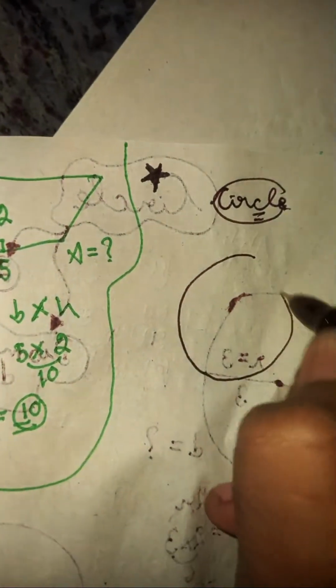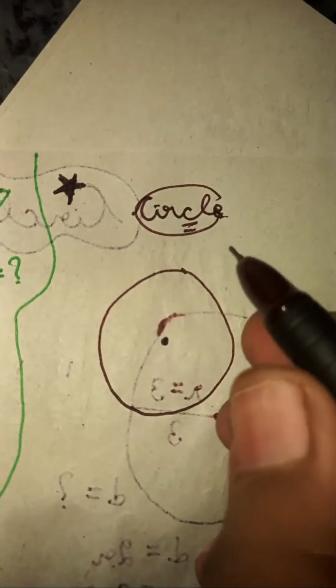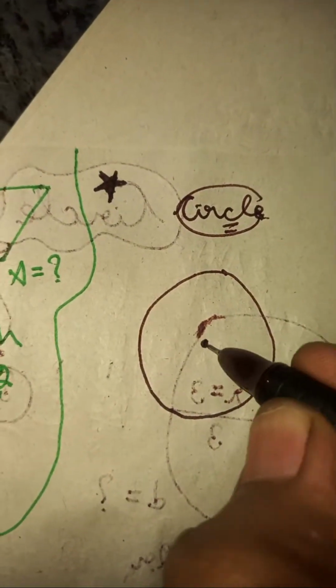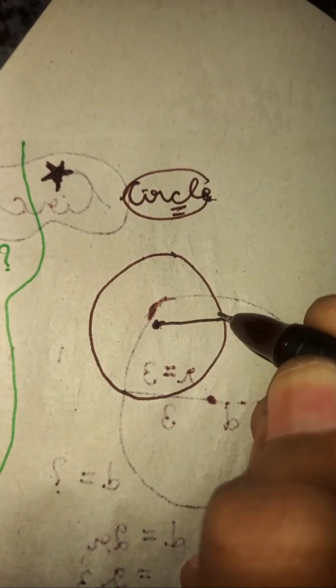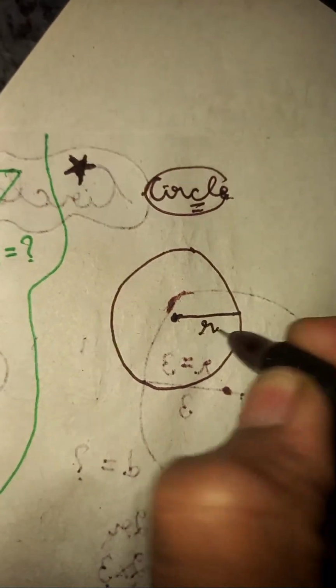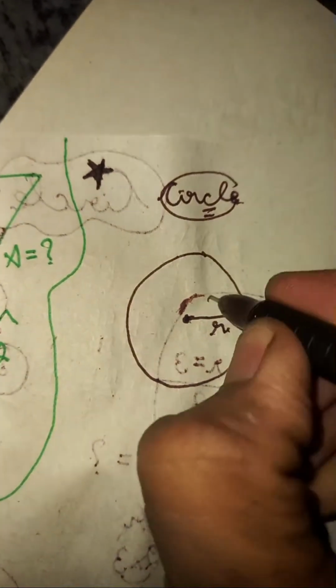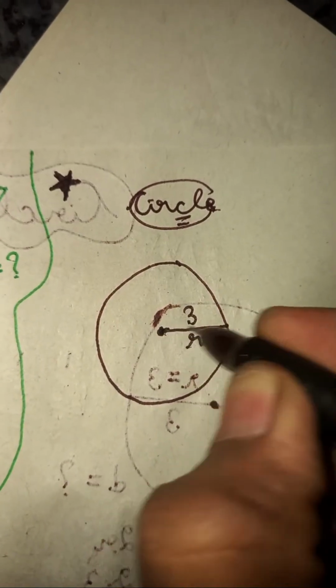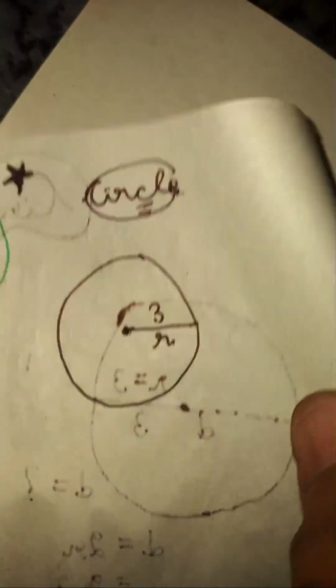If you take any circle, this is known as the center point of the circle, and any line which joins this center point to any point on the outer side of the circle is known as the radius of the circle. And if this radius is 3 units, it means from the center to any point on the circle is always equal to 3 units.